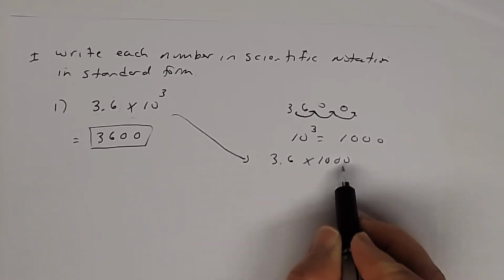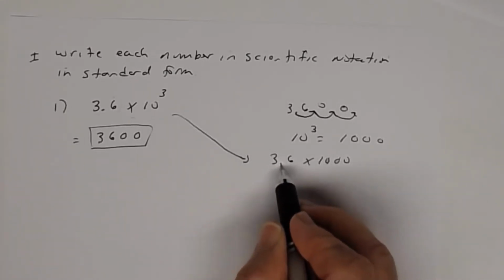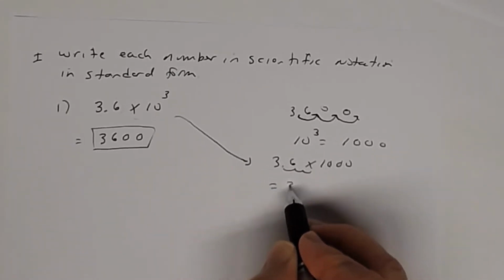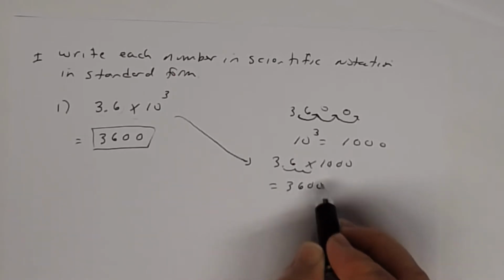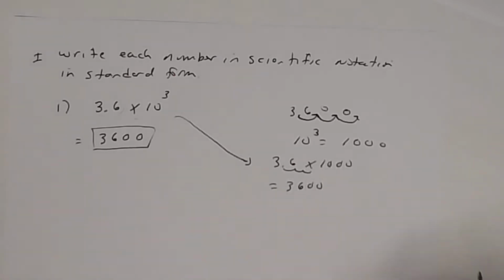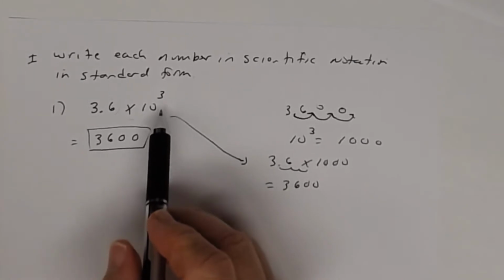So 1, 2, 3, or 3 places. See those 3 zeros to the right? So that becomes 1, 2, 3. So that's going to equal 3,600. Okay?